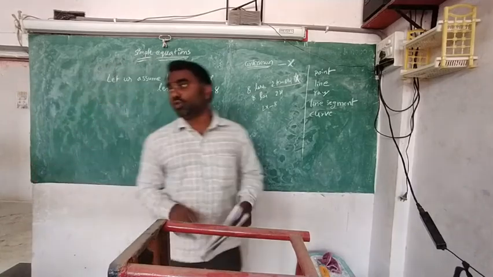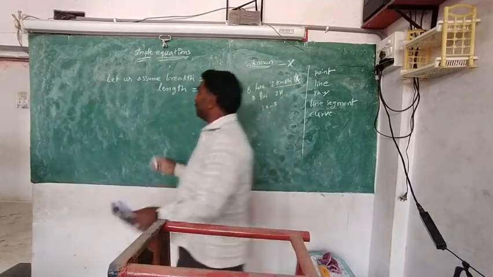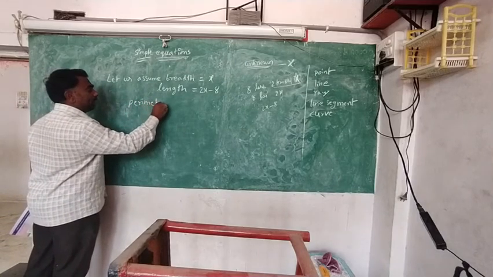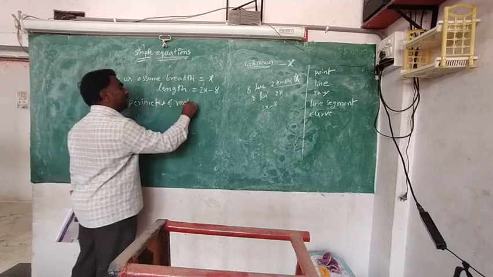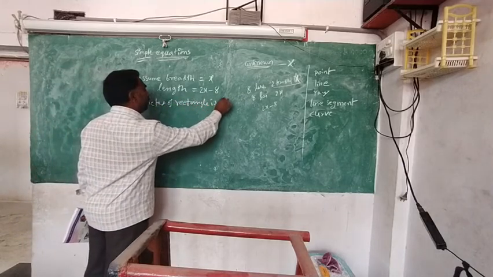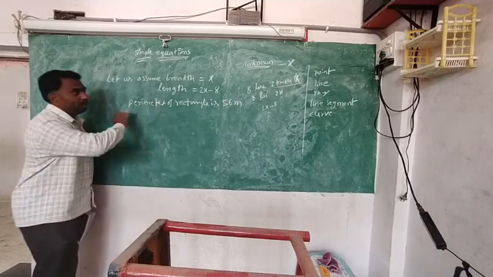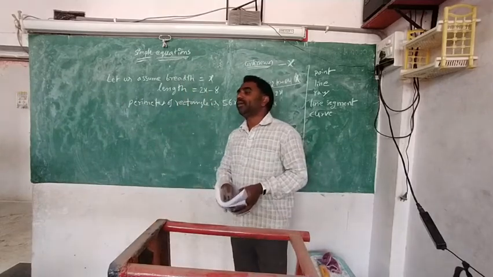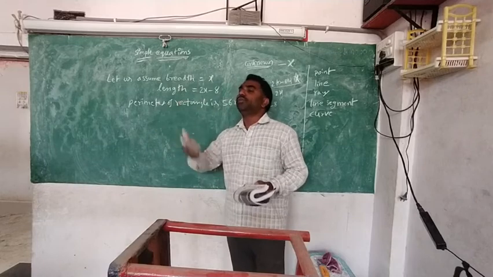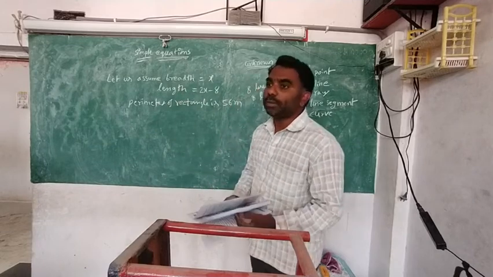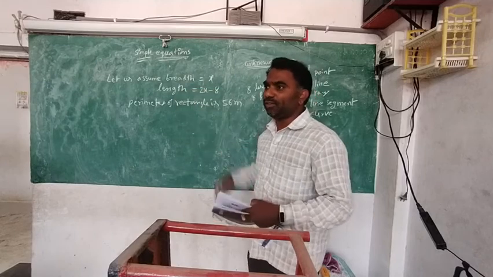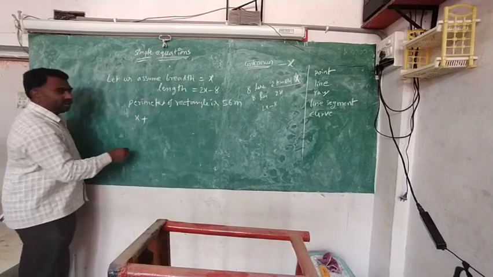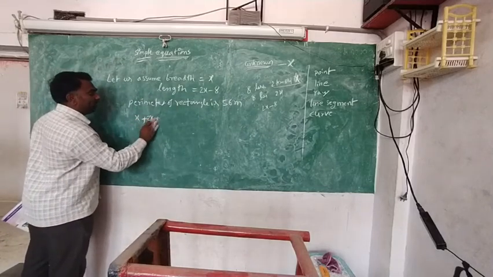And one more sentence. What is useful to you to make the equation? The perimeter of the rectangle is 56 meters. Mathematically, how do you find perimeter? Adding all 4 sides. You know the 4 sides now. Add them. What is the first side? x. What is the second side? 2x minus 8. What is the third side?